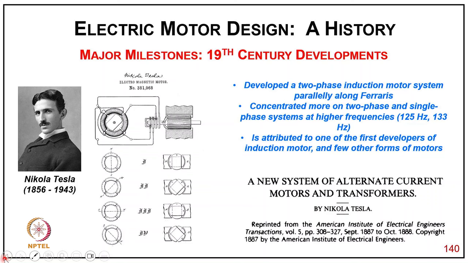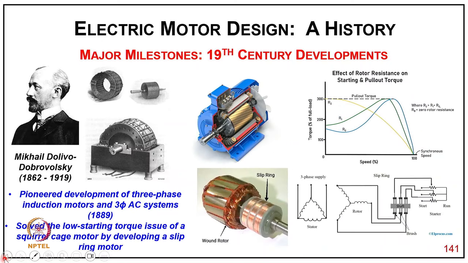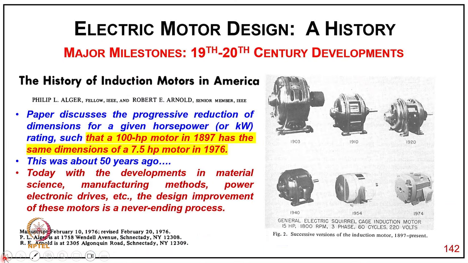Of course, the Tesla invention has been a milestone for the induction machine, both two-phase as well as three-phase, and it was through his patent, which appeared in 1887. Of course, there have been a lot of other developments. Michael Dolivo-Dobrowolsky pioneered the development of the three-phase induction motor in 1889 and solved the low starting torque issue in the squirrel cage induction motor, introducing the slip ring induction motor line.